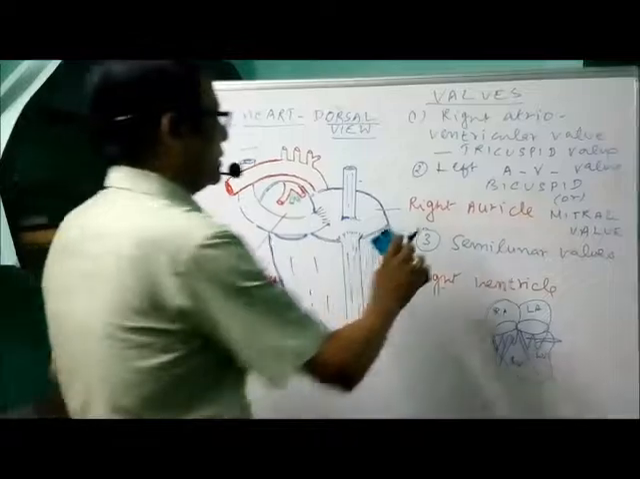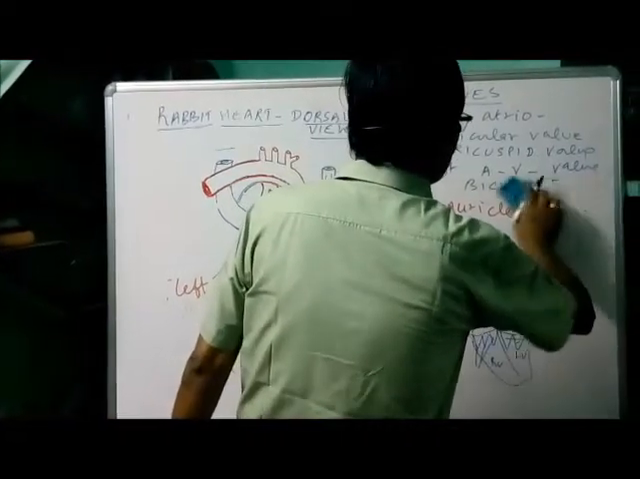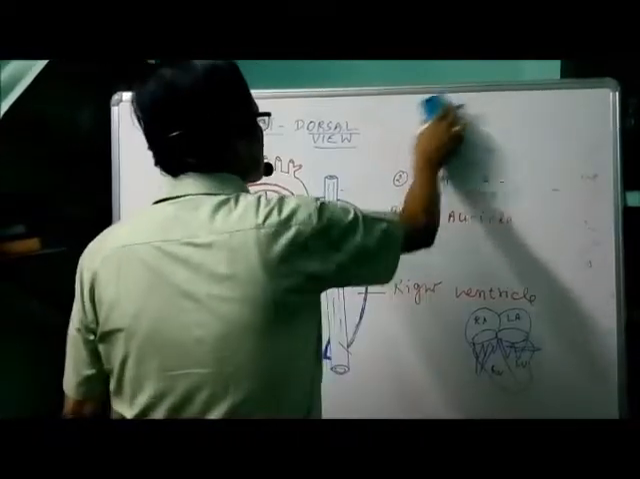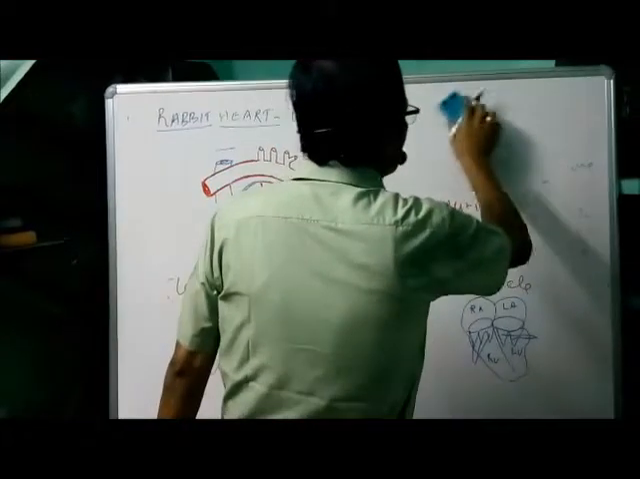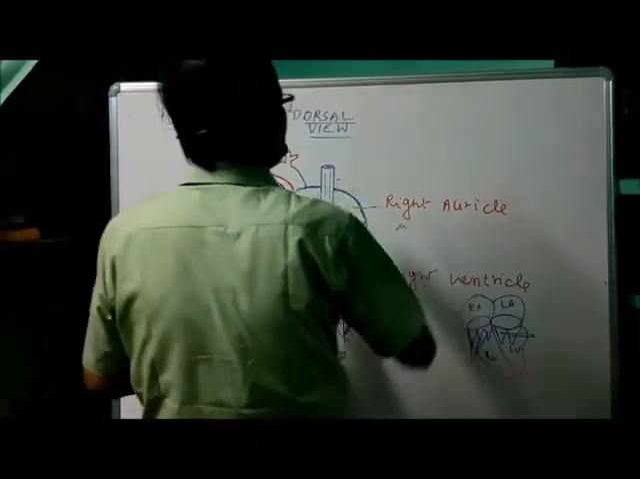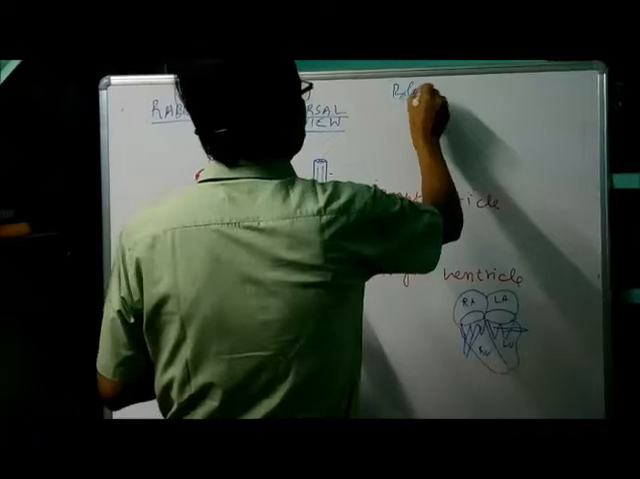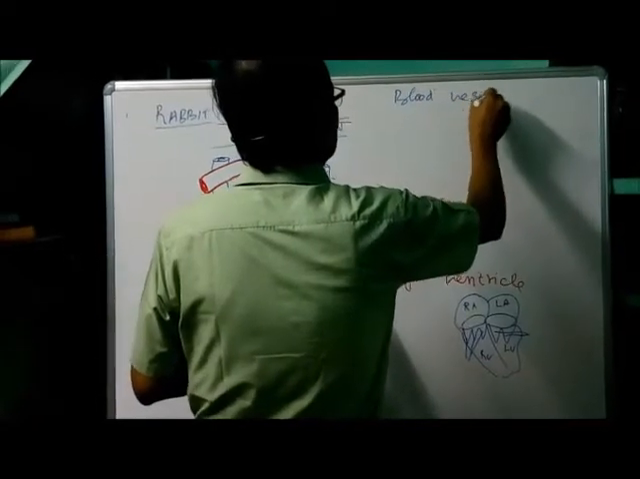We can go for the blood vessels connected to the heart. What are the different blood vessels connected to the heart? Now there are two precaval veins.